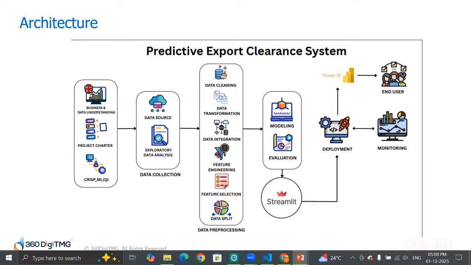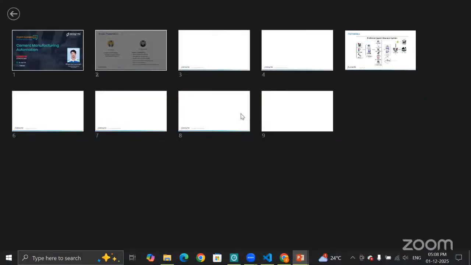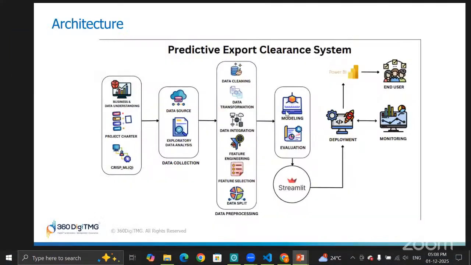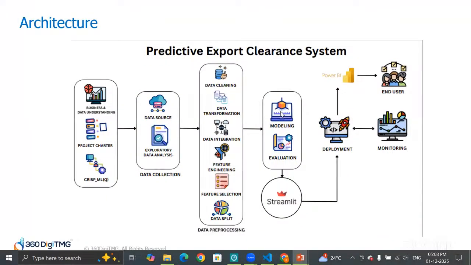We gathered historical transaction data and did exploratory data analysis to understand the patterns: which approvals were rejected, monthly clearance trends, how product category affects compliance, and lead time versus clearance behavior. All these things are understood over here. Next comes data pre-processing.